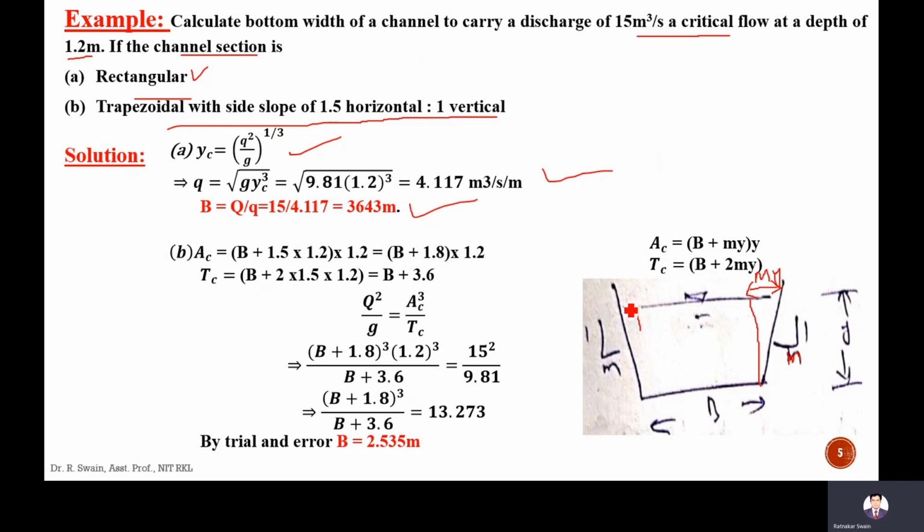Similarly here, this will be my. So the total top width will be b plus 2my, and the area will be half into this b plus this bottom width plus top width. So it will be b plus 2my. So it will be half into 2b plus 2my.